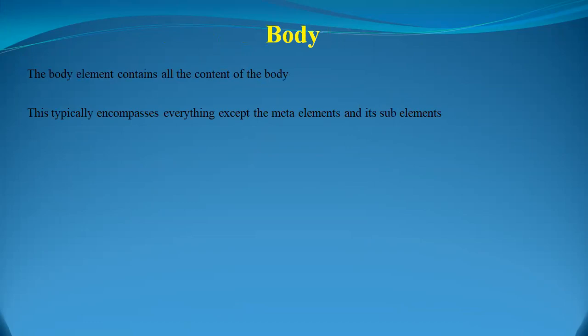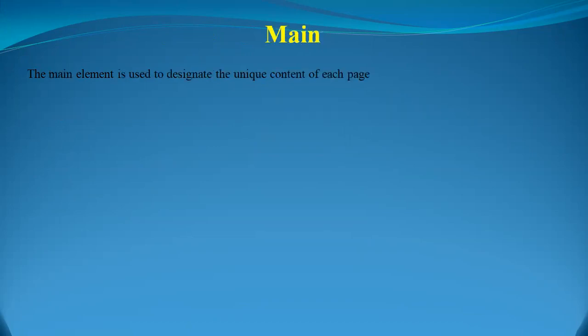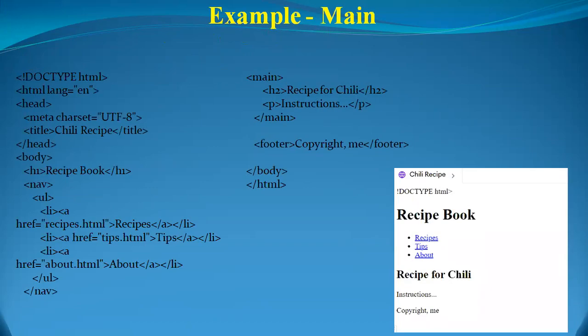In the body tag, the body element contains all the content of the page. It typically encompasses everything except the media elements and its sub-elements. The main element is used to designate the unique content of each page. For example, doctype HTML is HTML version 5.